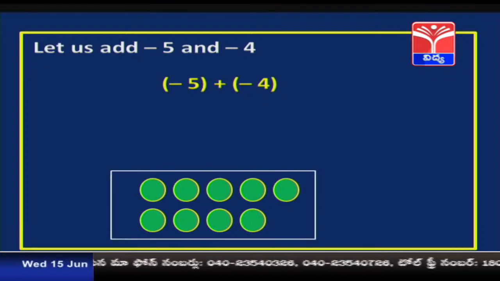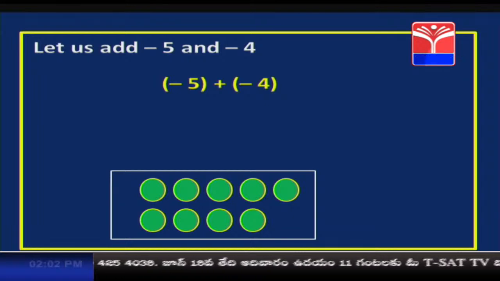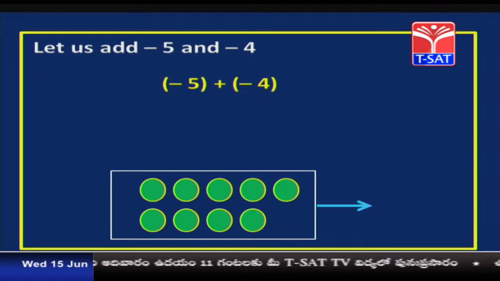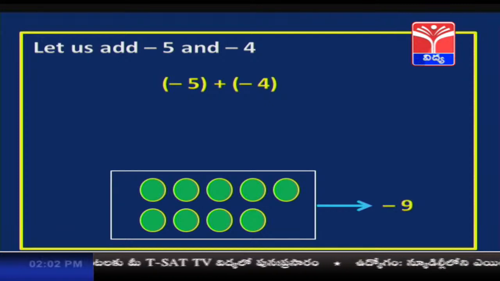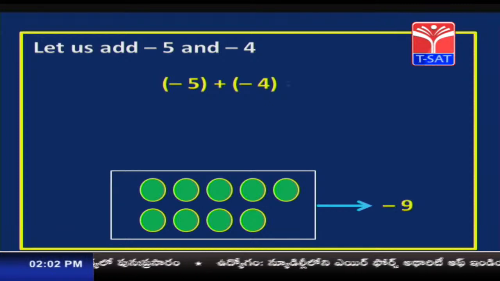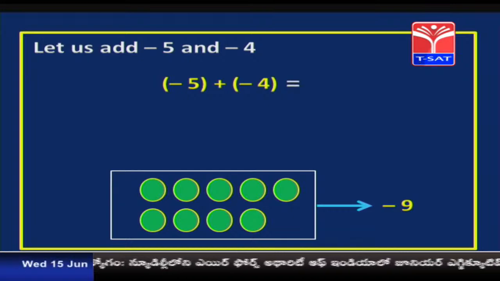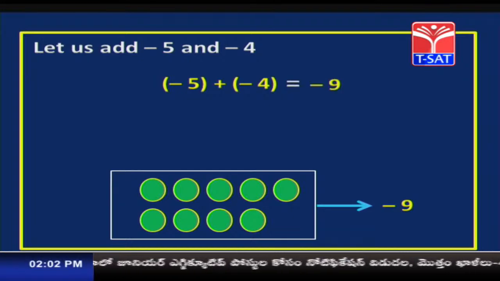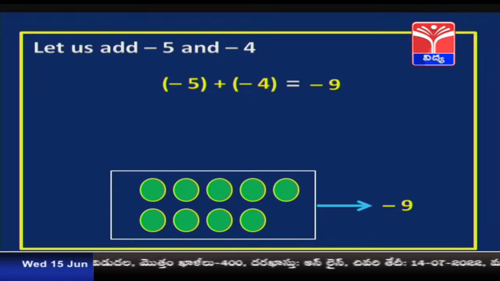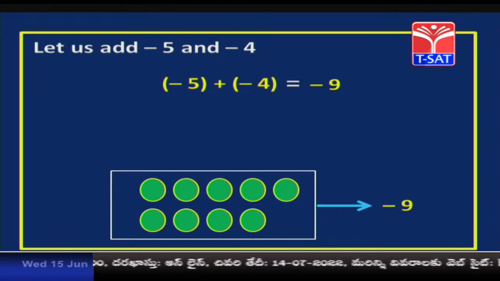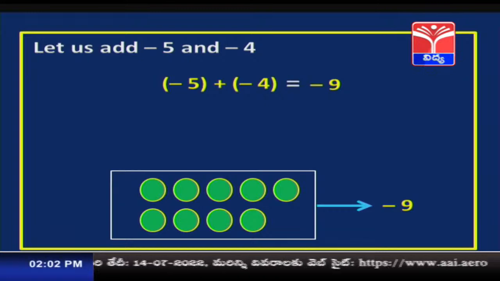Yes, you are absolutely right. We have 9 green coins, and green represents, yes, a negative number. That means we have -9. So, -5 plus -4 is always equal to -9. And children, what do you notice here? Yes, on adding two negative numbers or negative integers, you got a negative integer.